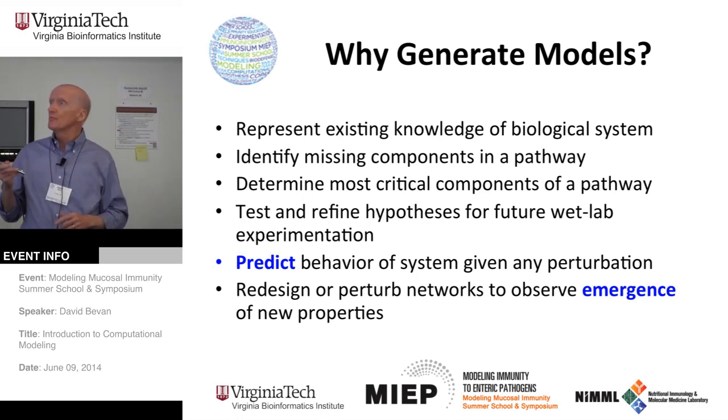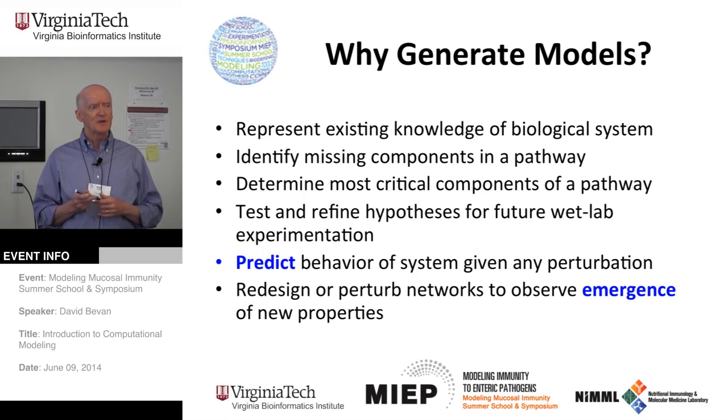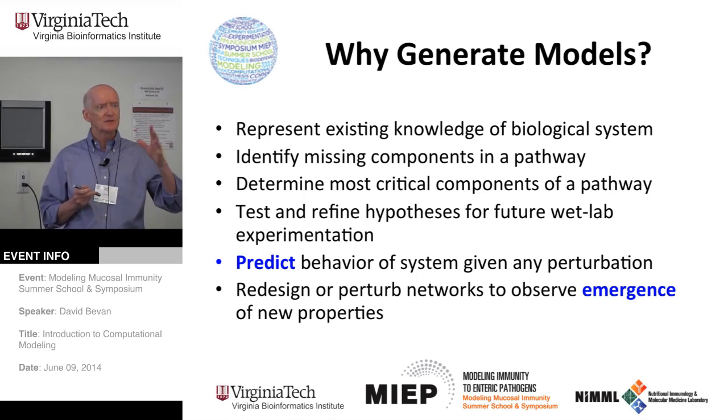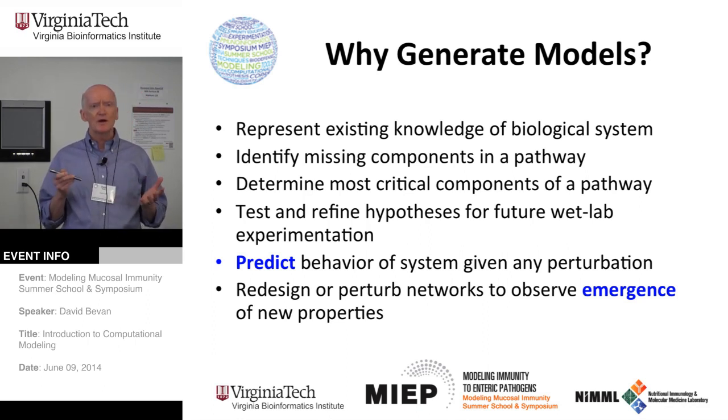Well, we want to represent what we know about an existing pathway. And if you've started to work with these complex pathways, you may sit down and start to write it out on a piece of paper or on a computer, and you can see you've got a lot of different components, but what you really need to do is try to figure out how it fits together.